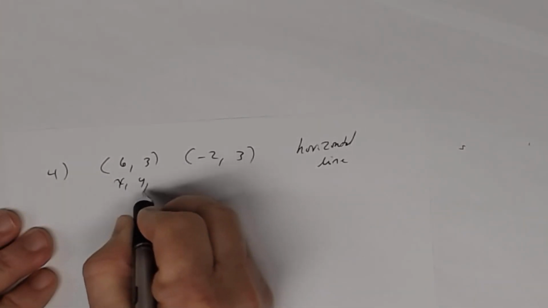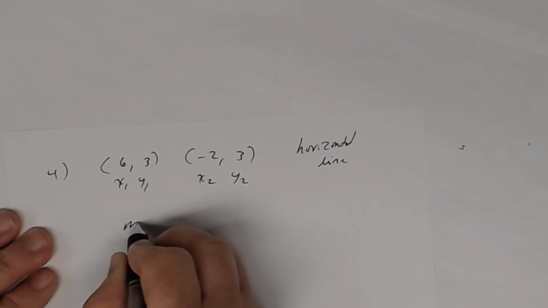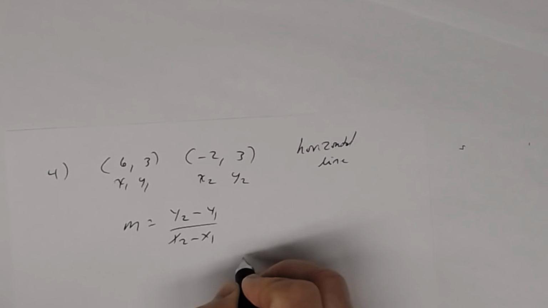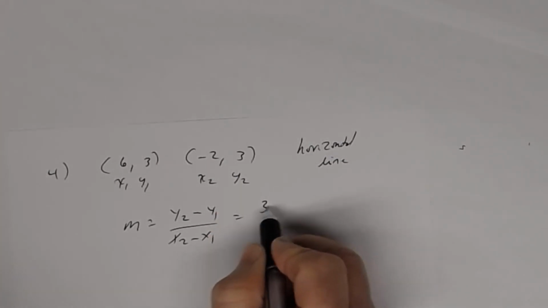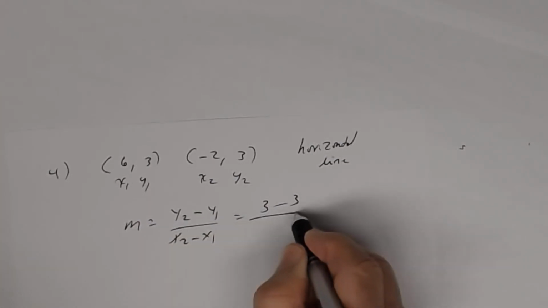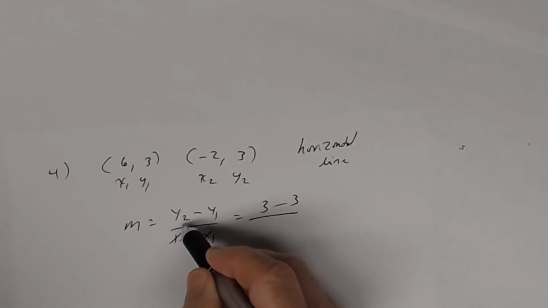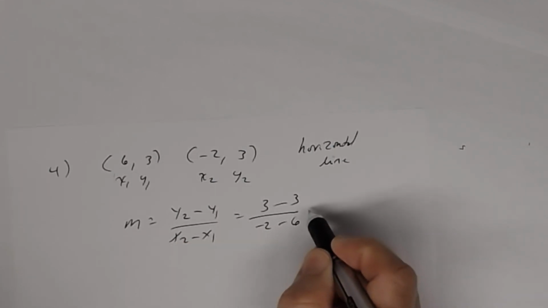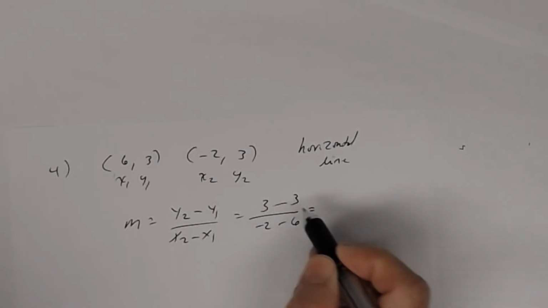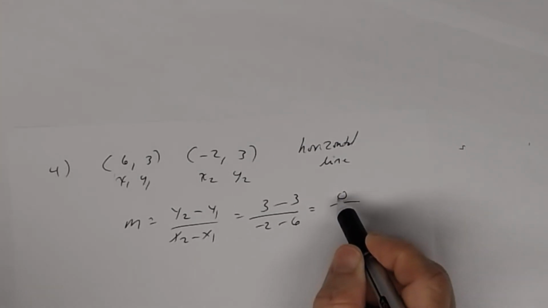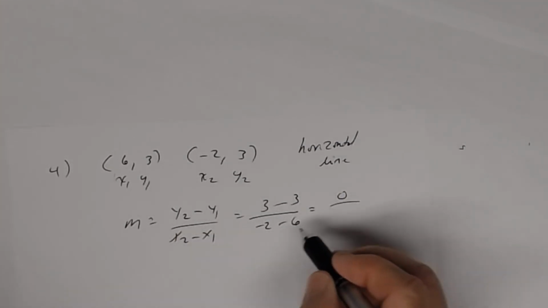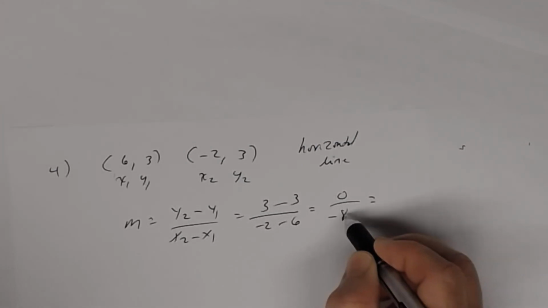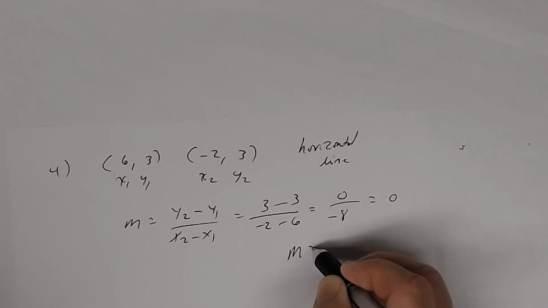So x1, y1, x2, y2. The slope formula is y2 minus y1 over x2 minus x1. And so y2 is 3, subtract y1, which is 3, divided by, now remember, since you started with y2, you must start with x2, which is negative 2, subtract x1, which is 6. Well, 3 subtract 3, that's 0. So we knew we had to have 0 in the numerator because that was a horizontal line. Negative 2 and then negative 6 is a negative 8, and then 0 divided by negative 8 is 0. So the slope is 0.